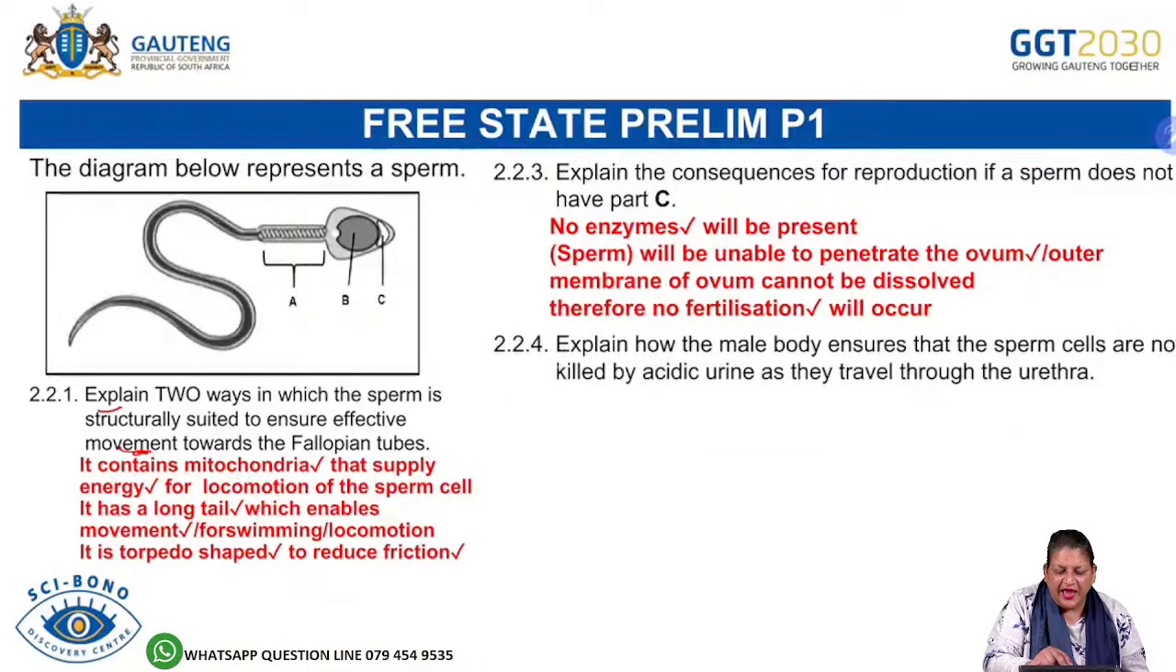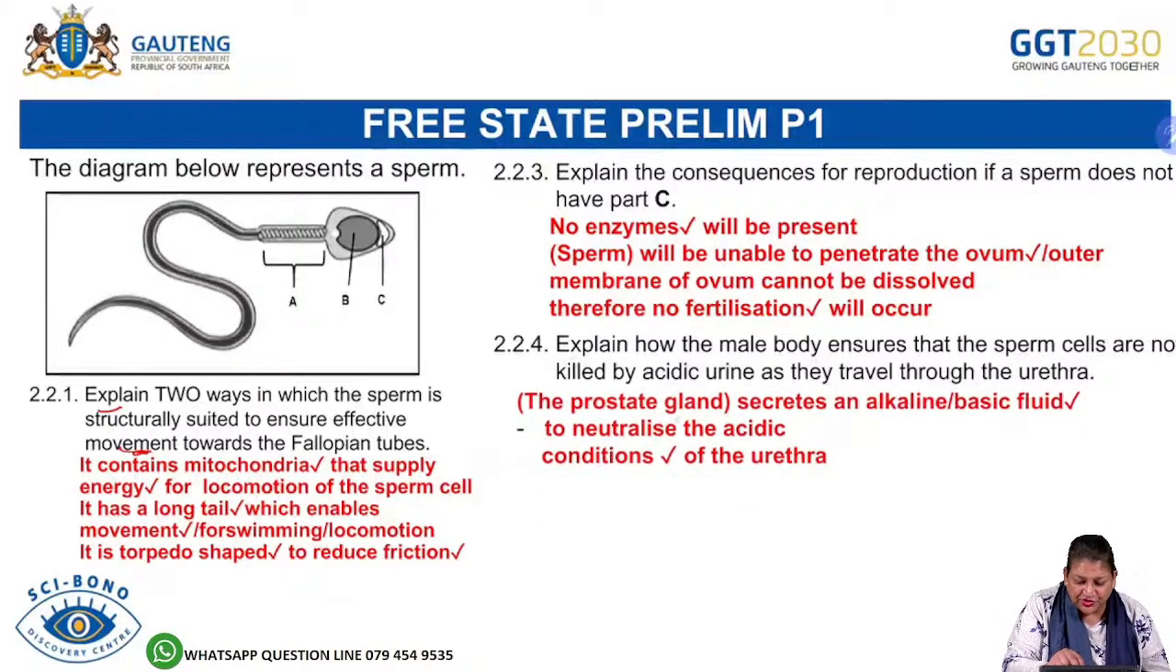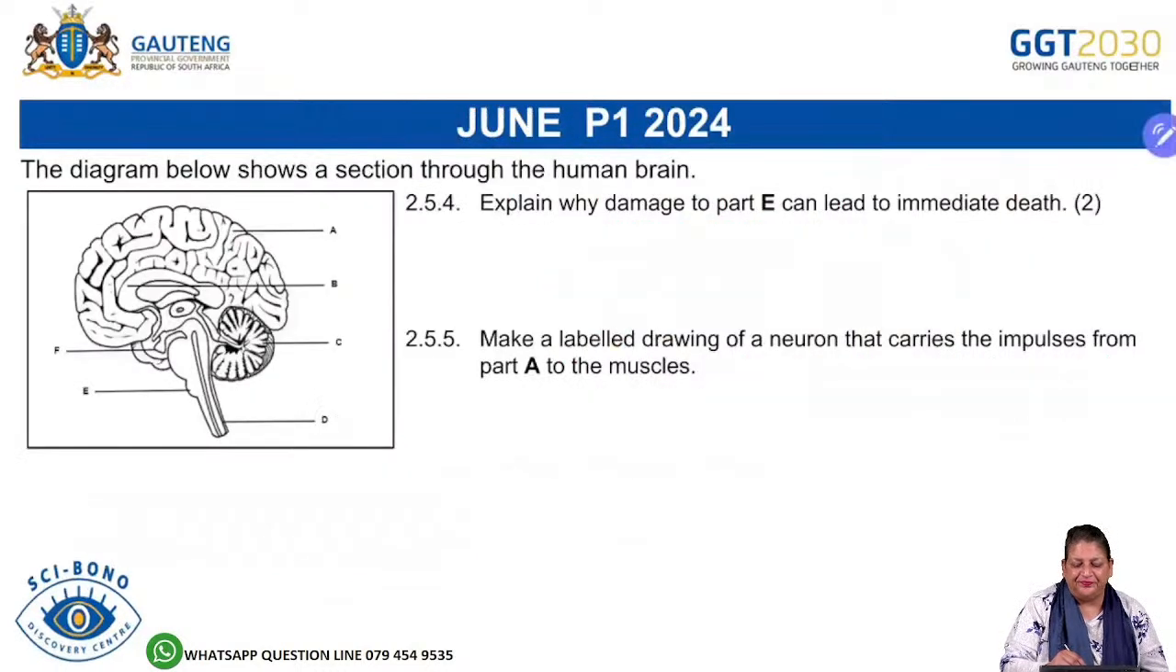fertilization. Explain how the male body ensures that the sperm cells are not killed by acidic urine as they travel through the urethra. How does the male body ensure that when the sperms go through the urethra, which also passes out urine, the urine can be acidic? How does it ensure that acid of the urine will not kill the sperm cells? Remember the prostate gland. The prostate gland secretes an alkali fluid to neutralize the acidic conditions of the urethra.